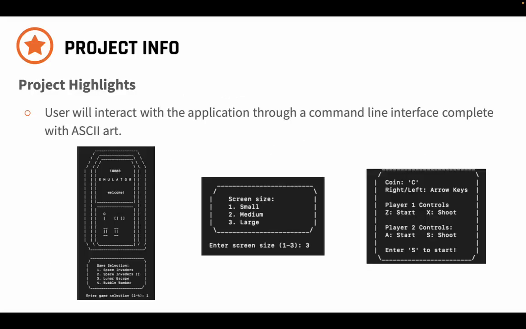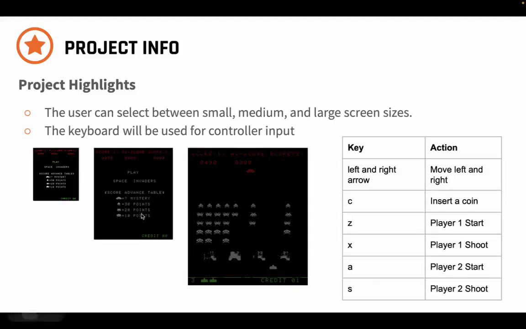So a bit of highlights about our project. This is the user interface. It's in the command line, and Hannah put together some nice ASCII art for this. You have a game selecting screen, screen size select, and the controls. This is what the different screen sizes would look like: small, medium, and large. And we also support multiple players for controls.